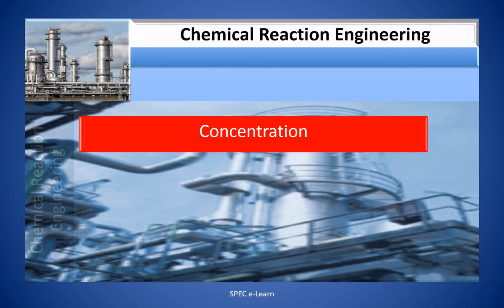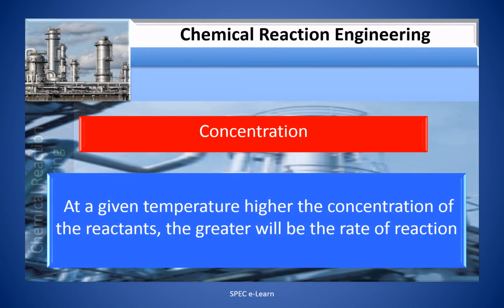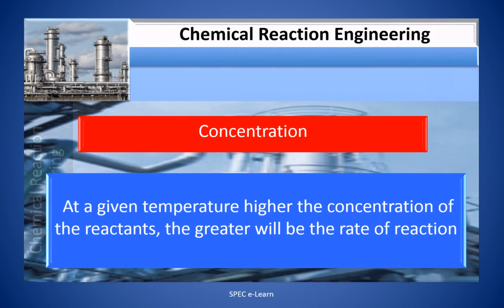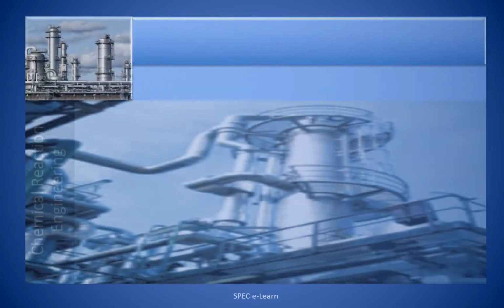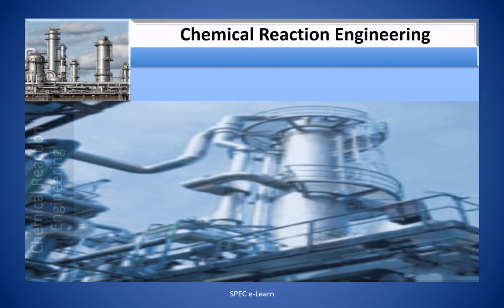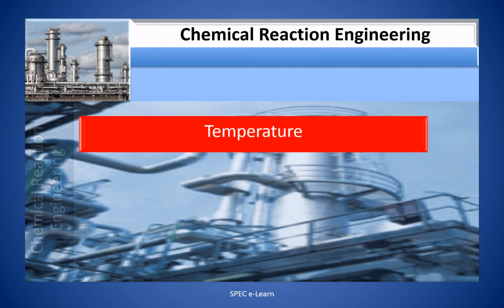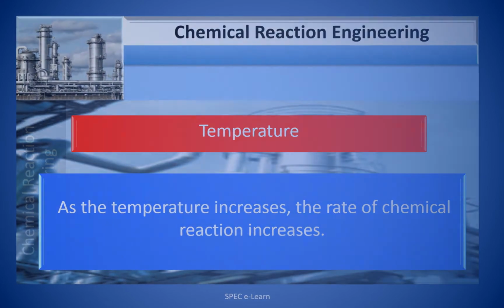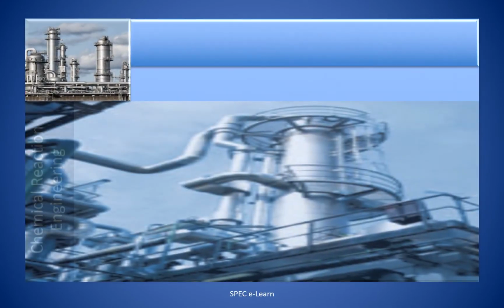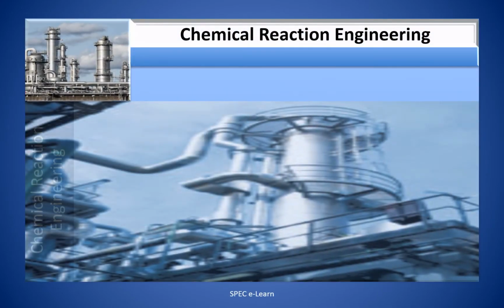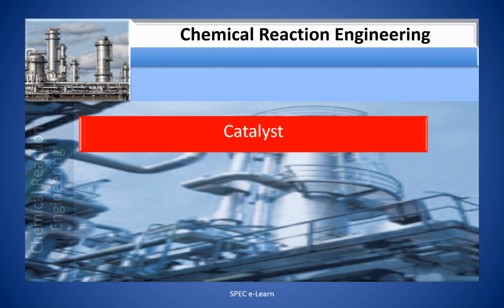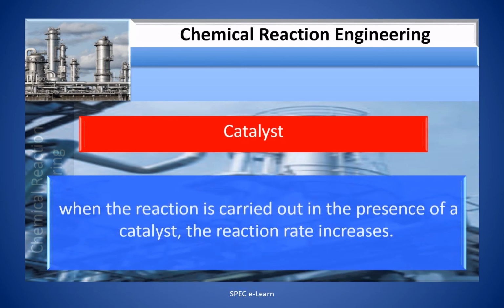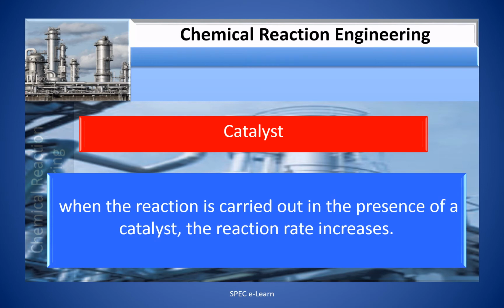First, concentration. At a given temperature, the higher the concentration of the reactants, the greater will be the rate of reaction. Next, the temperature. As the temperature increases, the rate of chemical reaction increases. Finally, the catalyst. When the reaction is carried out in the presence of a catalyst, the reaction rate increases.